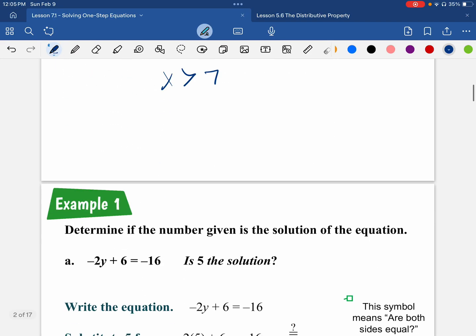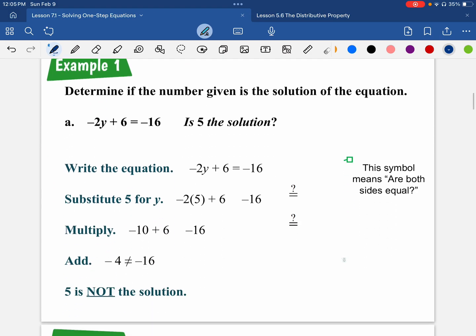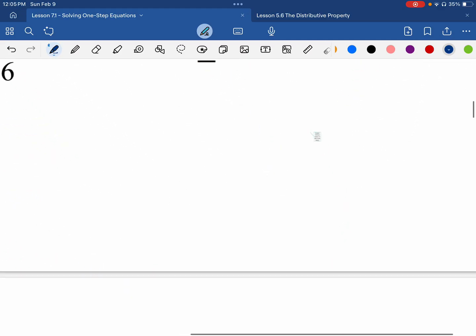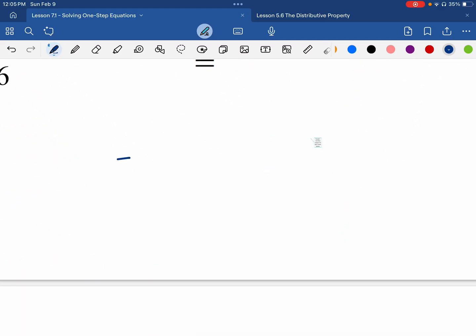So let's get started. First, similarly to when we were working with expressions, they might give us a solution and say, does this solution work? Is this the correct answer for that variable? In that sense, we write these as a kind of funny equation. So I'm going to do it down here. We write this as negative 2y plus 6 is equal to negative 16. That's our original equation. And then they want to know, does y equal 5? Is 5 the solution?